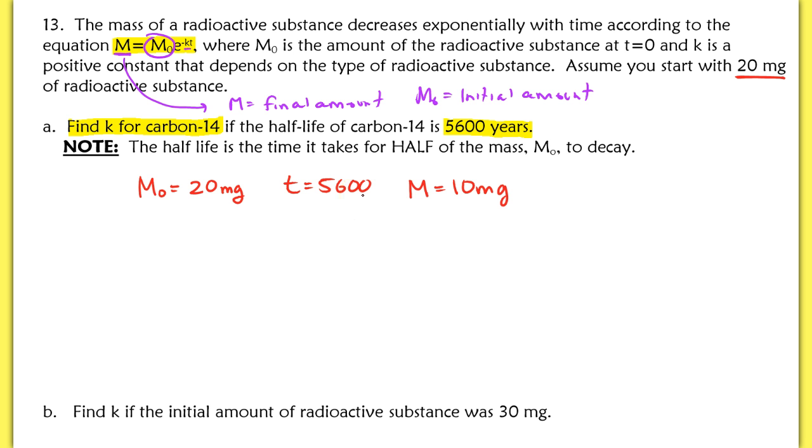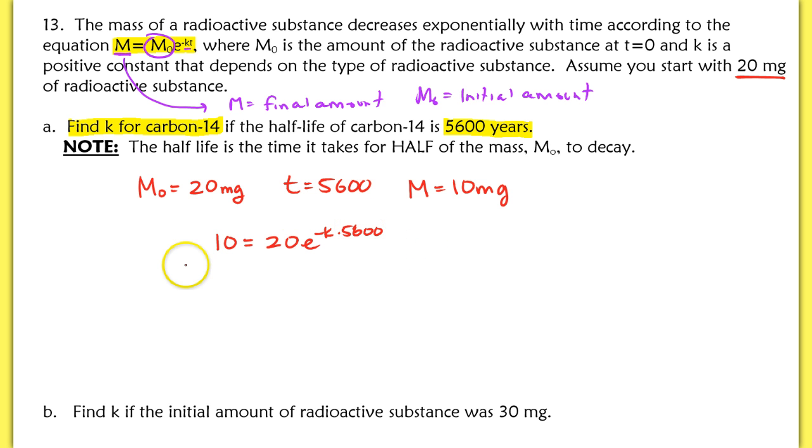All right, now we're going to find k by plugging these values into our equation. So our final amount, M, is 10. So 10 equals our initial amount, 20, multiplied by e to the negative k multiplied by 5,600. So this is our t value.